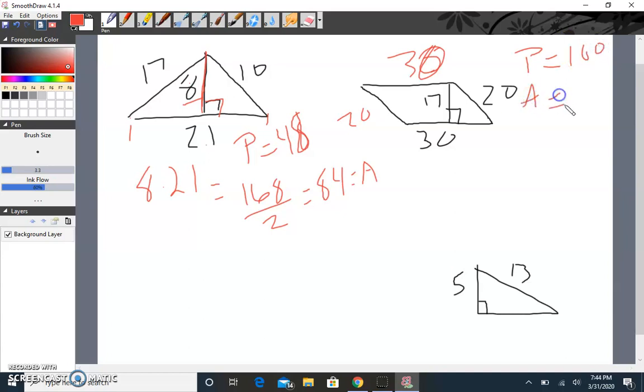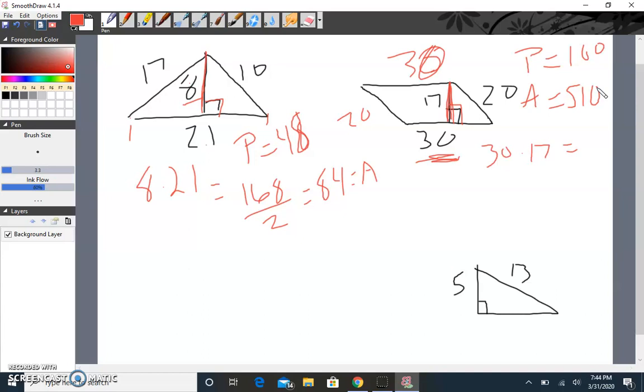Now for our area, it's the base on the bottom times our height. That right angle there is telling us it's a 90-degree angle going straight up. So that is our height, which is 17. So we take 30 times 17. Since this is not a triangle, we don't have to worry about dividing it in half. So 30 times 17 is 510. 510 will be our answer for the area of the parallelogram, base times height.